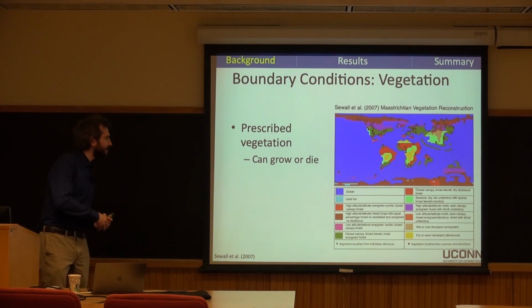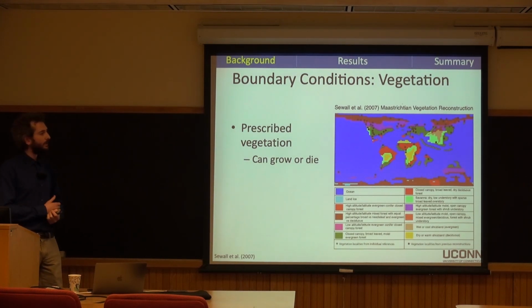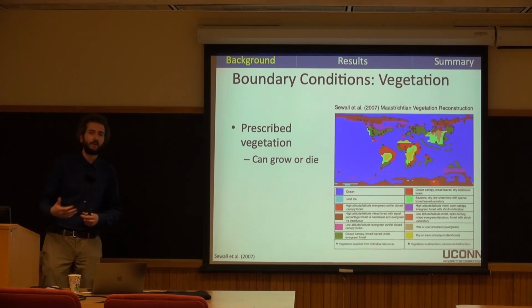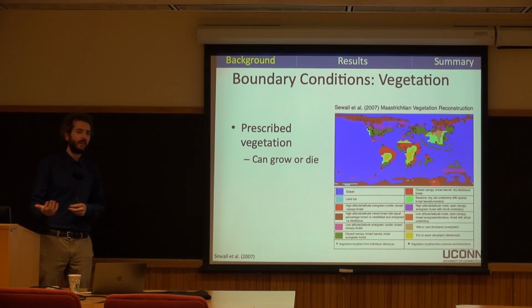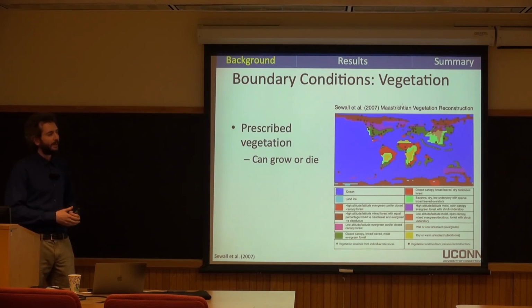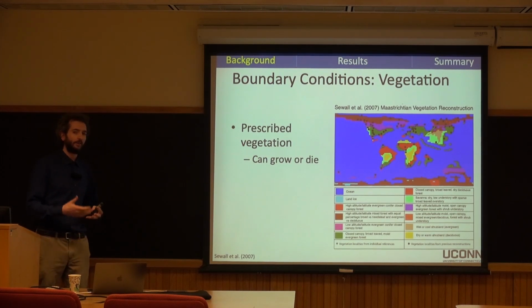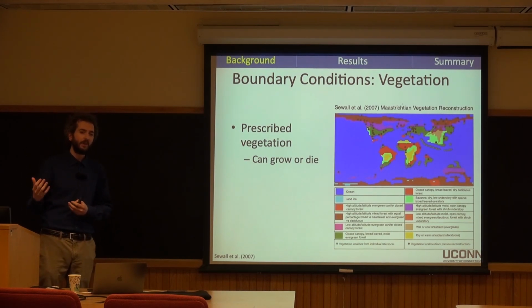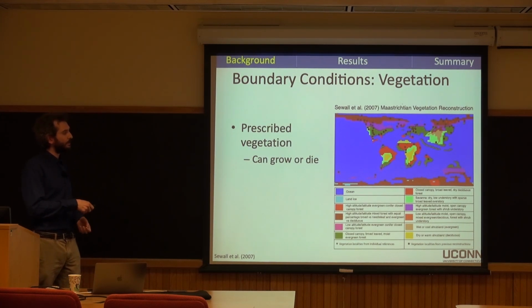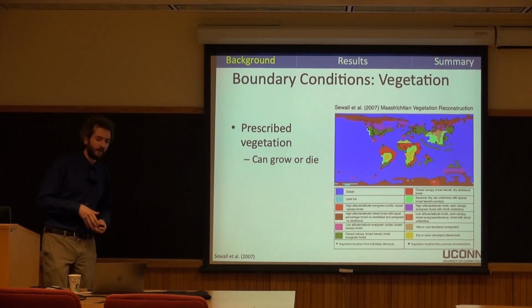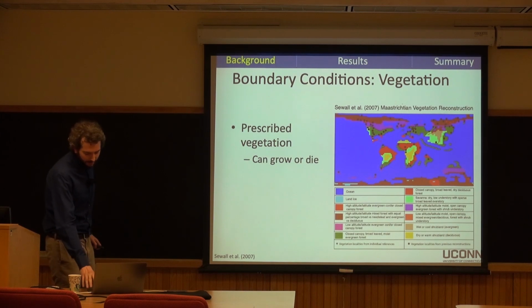All right, so the boundary conditions, we also need to change those. In the model we have vegetation that can grow or die, so it has carbon and nitrogen cycling. If a particular vegetation type isn't happy with its particular climate, it can die off. Vice versa, it can thrive in certain conditions, but it can't change dynamically. So we can't have the transition from, say, a boreal forest to savanna. And so we need to prescribe the vegetation types. In this case, we are using a reconstruction based on fossil evidence from the end of the Cretaceous.